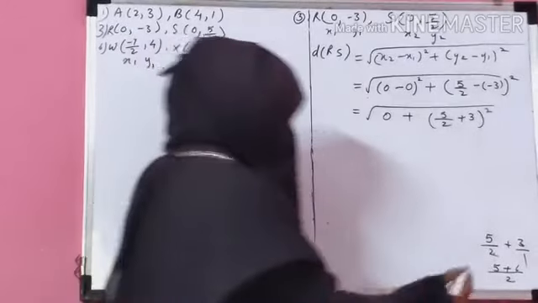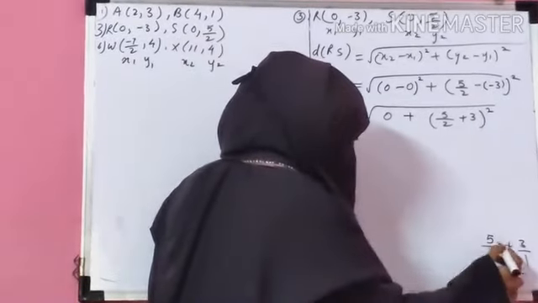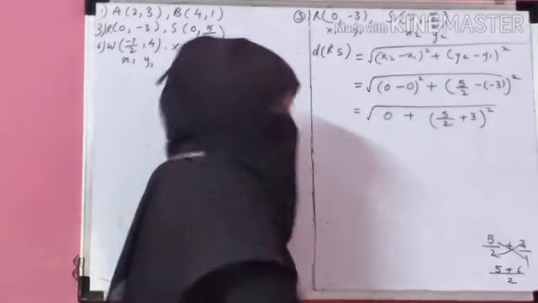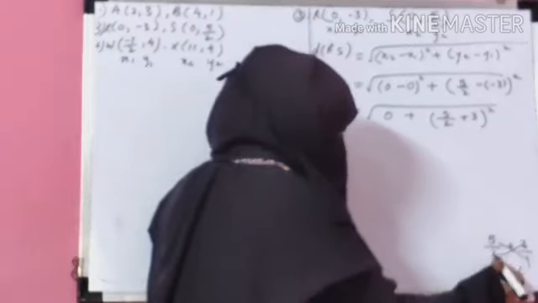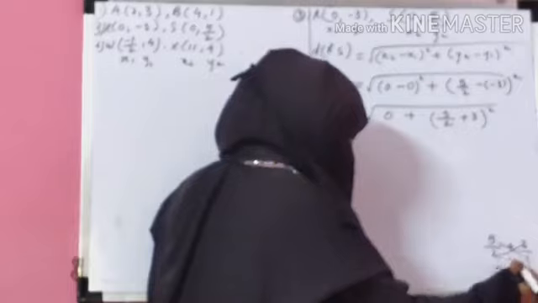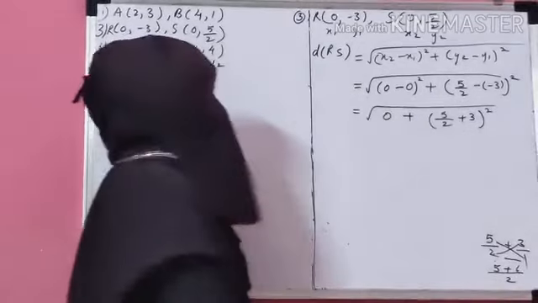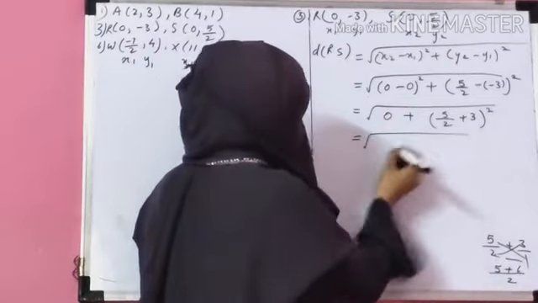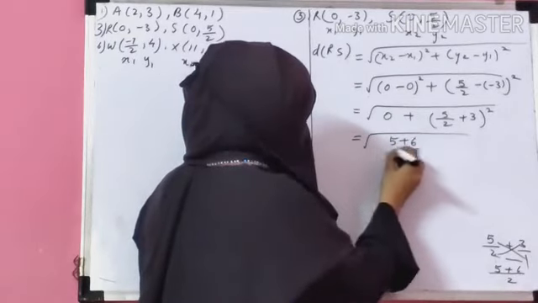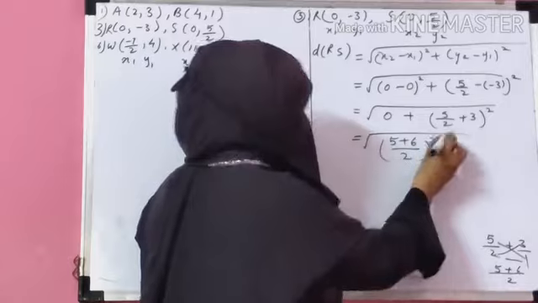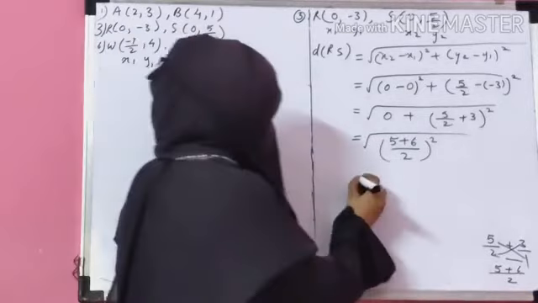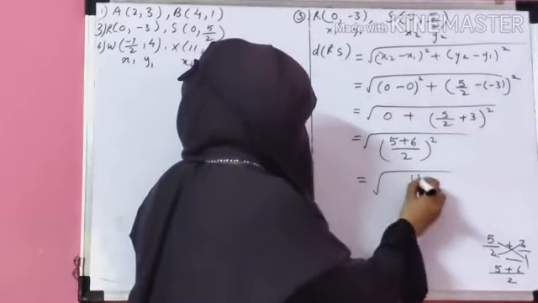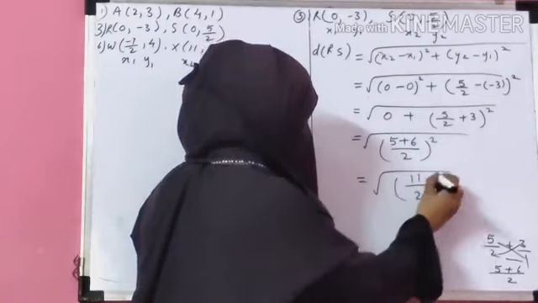Got it? You know that the fraction is solved by cross multiply. So 5 ones are 5, 2 3s are 6, 2 ones are 2. Divide by 2 ones are 2. Now right here 0 means nothing. So now neglect it. So here 5 plus 6 divided by 2 whole bracket square. Got it? Now the next step is 5 plus 6 is 11 upon 2 whole bracket square.